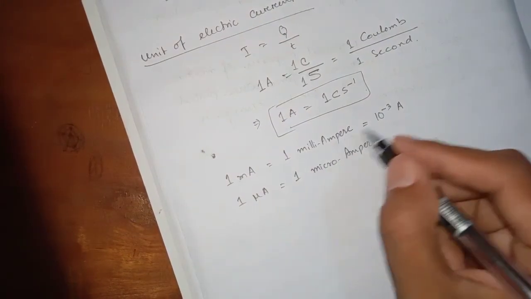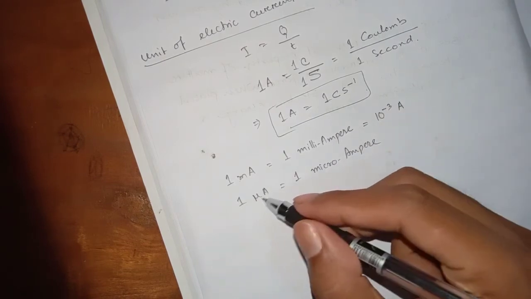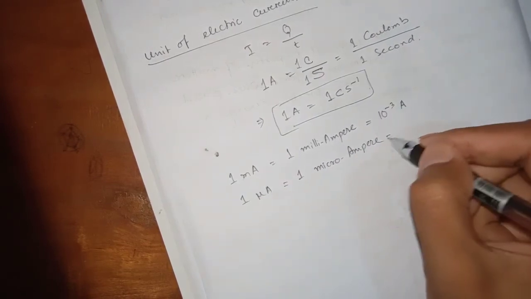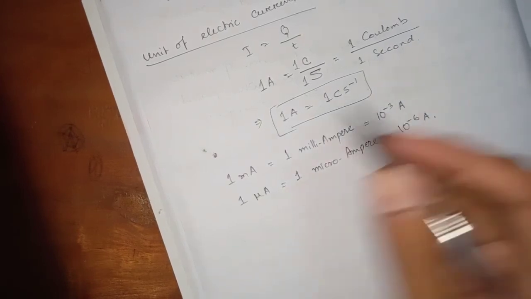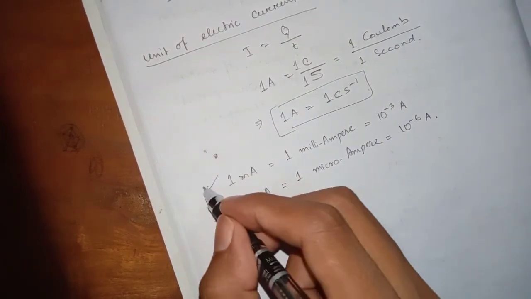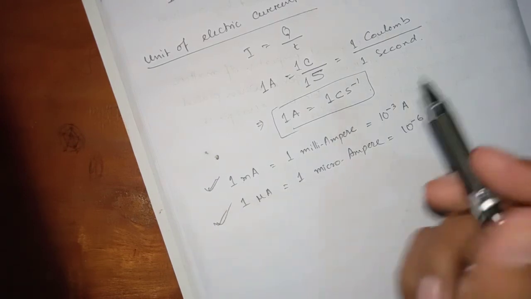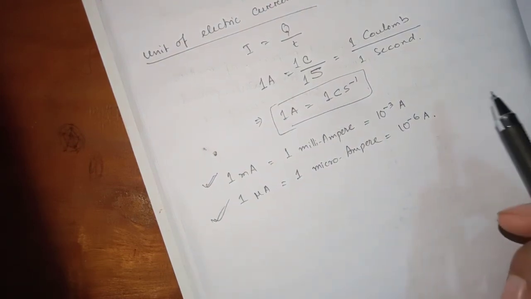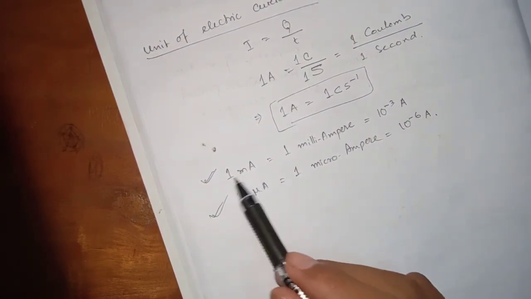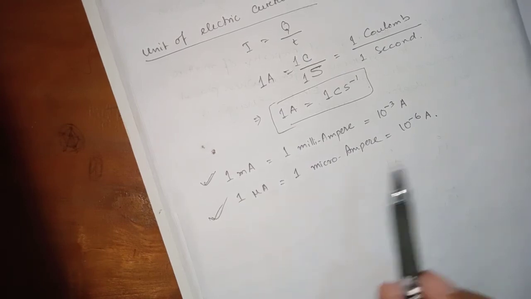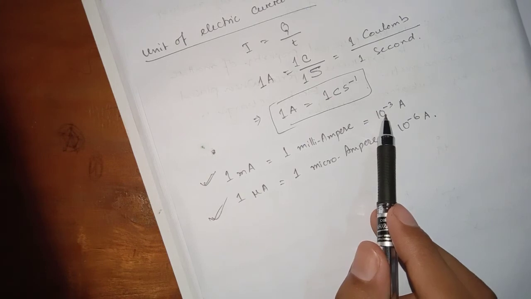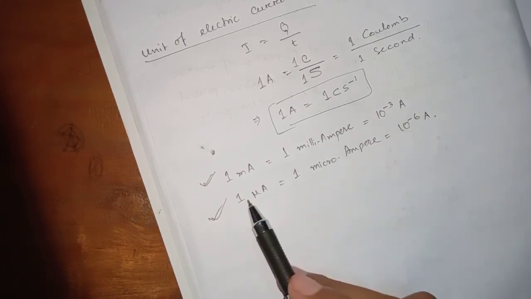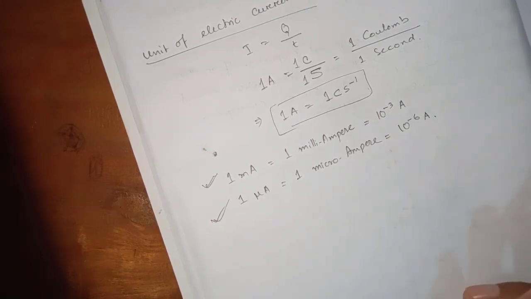1 milliampere means 10 to the power minus 3 ampere, and 1 microampere means 10 to the power minus 6 ampere. You will sometimes find in numericals that the current is written as 1 mA or 1 microampere. Here mA means milliampere, so 1 milliampere is equal to 10 to the power minus 3 ampere, and 1 microampere is equal to 10 to the power minus 6 ampere.